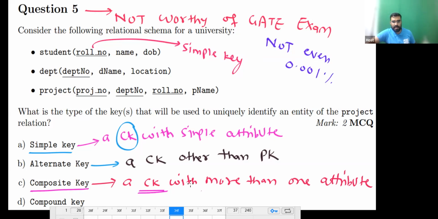It is a candidate key. Remember, it is a candidate key. So this is also a candidate key. You can notice this is also a candidate key. Here you have more than one attribute. Now, what is this thing?